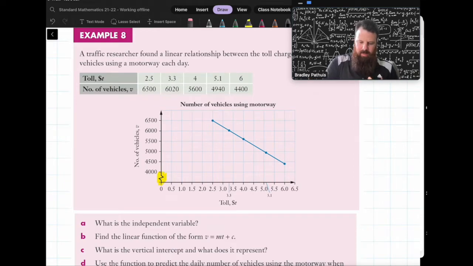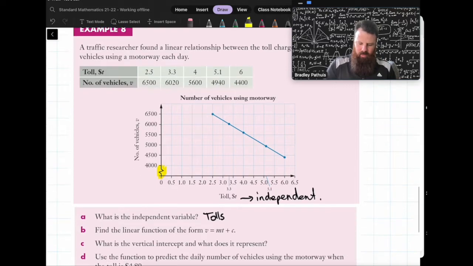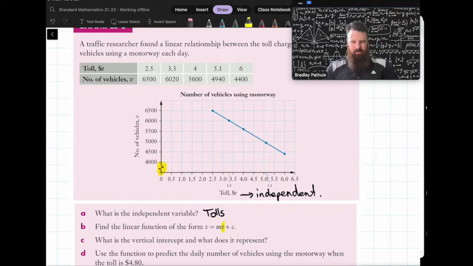What is the independent variable? Well, the independent variable is whatever's on the x-axis. So this is our independent variable. It's the tolls. Notice how our independent variable also shows up here in our equation. Find the linear function of the form v equals mt plus c. Notice how it's very similar to y equals mx plus c. The reason they've swapped y and x with v and t is that that's what they've told us on the graph. Our independent variable is measured in t dollars, the cost of the toll. And our dependent variable, what's happening, is on the vertical axis, and this is denoted the number of vehicles by v.